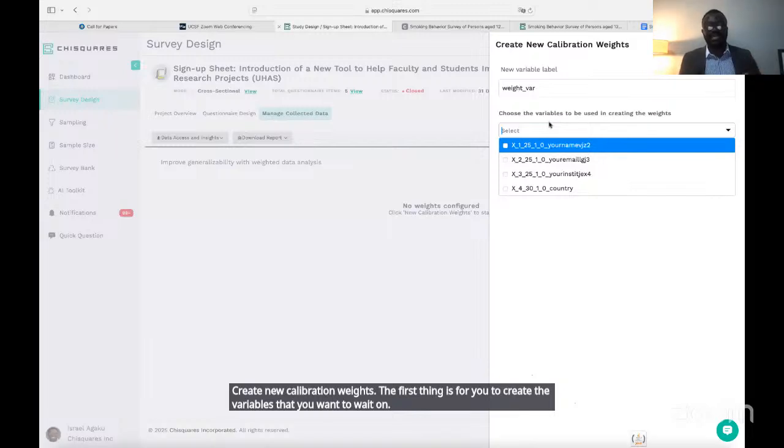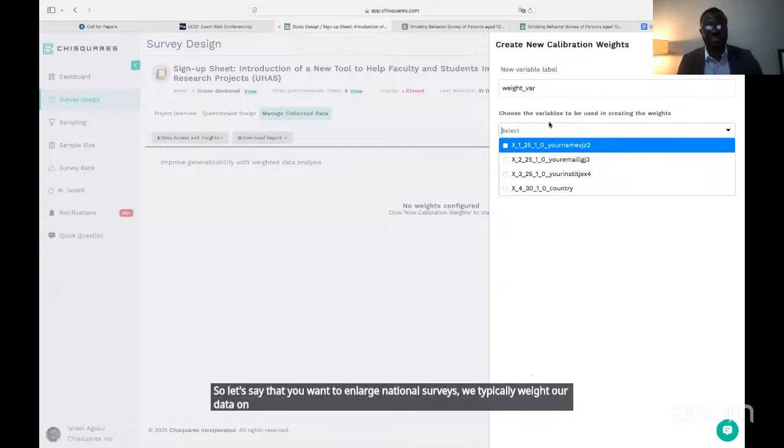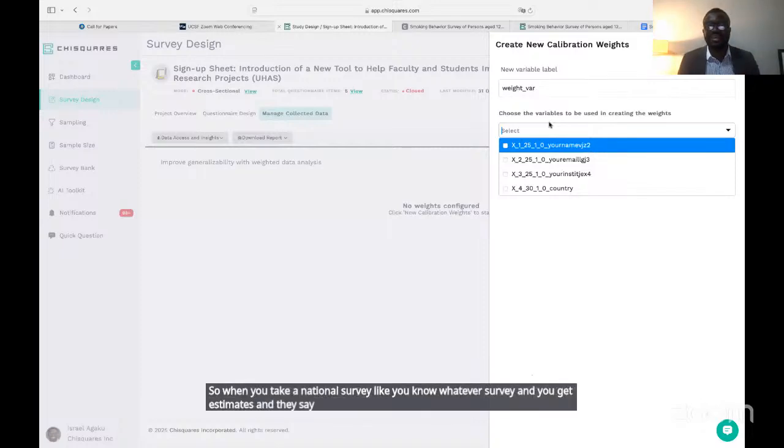So let's say that you want to, in large national surveys, we typically weight our data on up to like 30 variables. So when you take a national survey, like, whatever survey, and you get estimates and they say, oh, they're representative, it doesn't just happen by magic, right? There's a lot of statistical work going on.